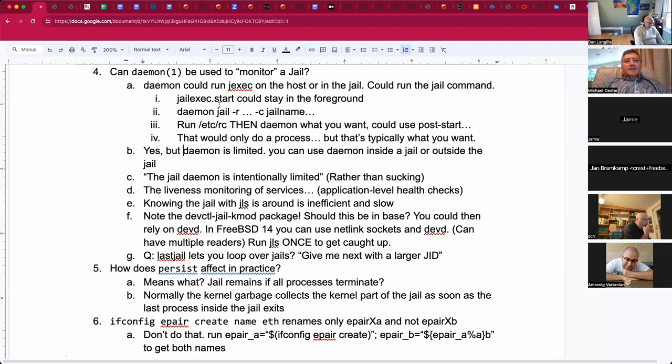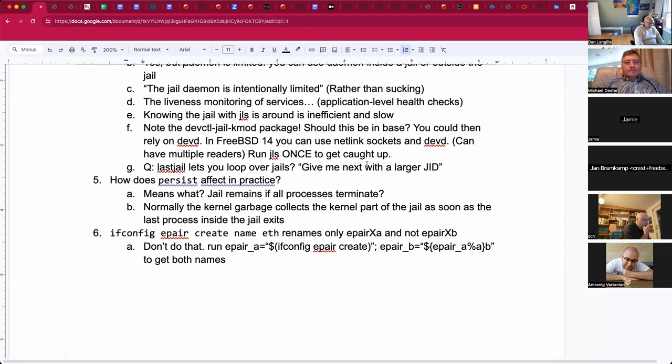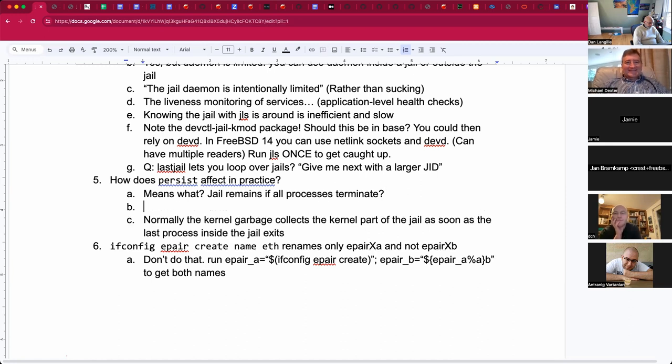To the question, what does persist affect in practice? I actually like this question because someone actually sat down and took my advice of reading the whole man page, and he's like, what the hell is persist? I do not understand what persist does. Jamie, do you want to answer that or anyone else? Because so far I've completely dominated this session.